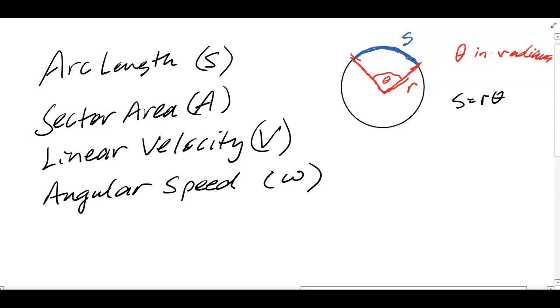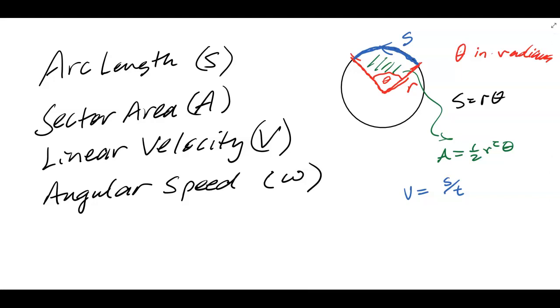Now the area inside is 1/2 R squared times theta. The linear velocity, so the velocity of an object going a certain amount of S in a time t, the linear velocity v is S divided by t. So the distance divided by the time.